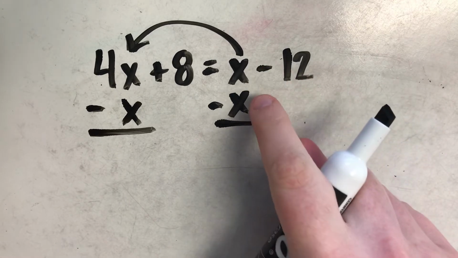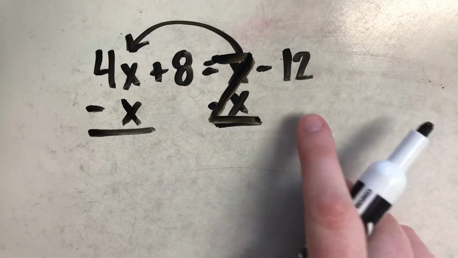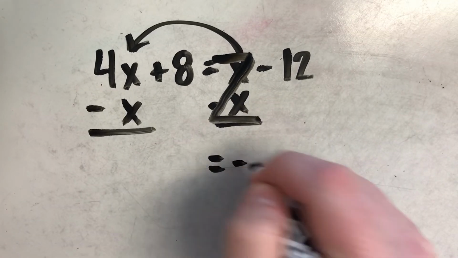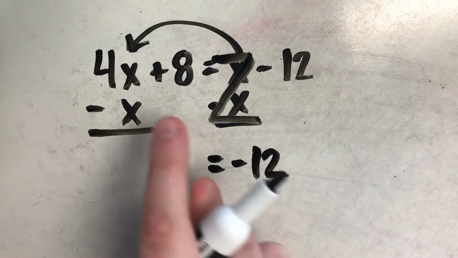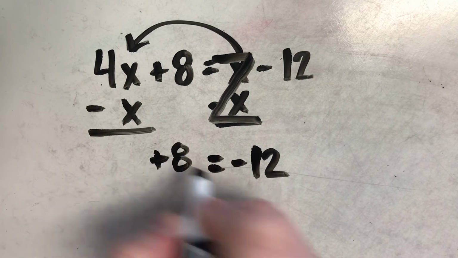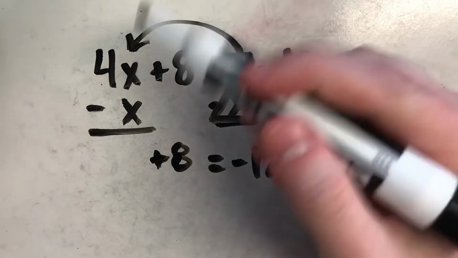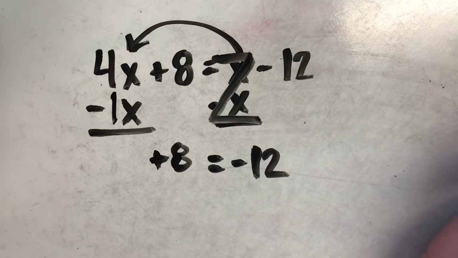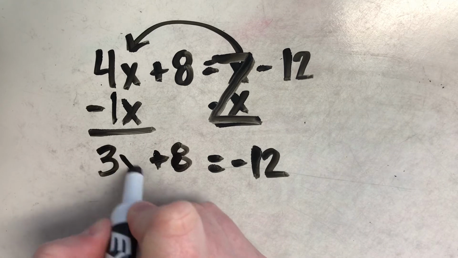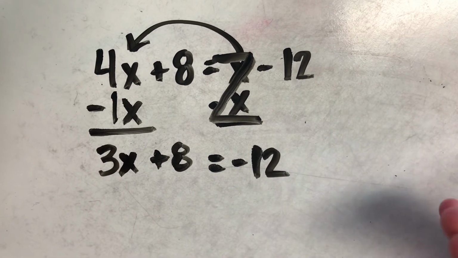And we already know that this is going to zero out. That cancels and it's gone. So over here, I'm left with negative 12. And over here, I'm going to bring down everything else. So I still have a plus 8. But this time I have 4x minus x. So really, this is 4x minus 1x, which just gives me 3x. And now you've got an equation that we should be able to work from this point.